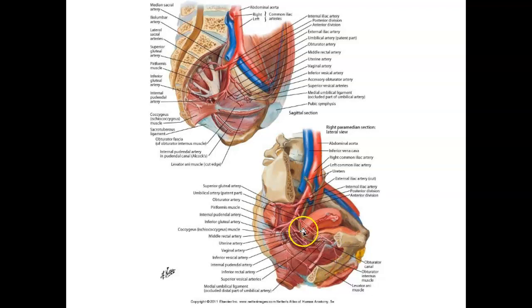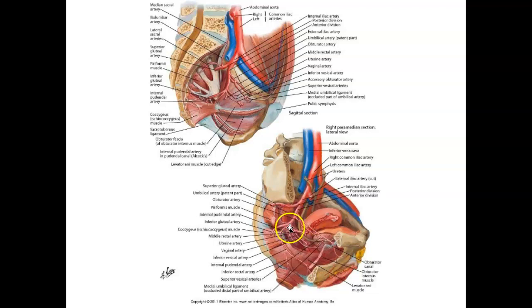Now, the next ones off here are going to be a little bit different. In the male, this was the inferior vesical artery, which would go to the bottom of the bladder and the prostate. But in the female, there's no prostate, so you're going to have a uterine artery and a vaginal artery coming down towards the uterus and the vagina, respectively. So again, branches off of that internal iliac artery.